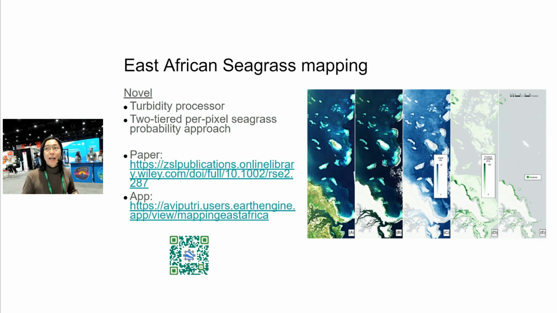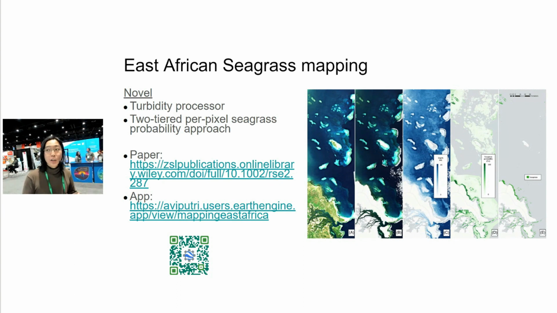So what Avi has done was to introduce a turbidity processor by trying to identify turbid areas which we cannot classify, to remove them and mask them out, to increase the accuracy of our maps, and then to use a two-tiered soft probability in order to increase the accuracy of her maps.